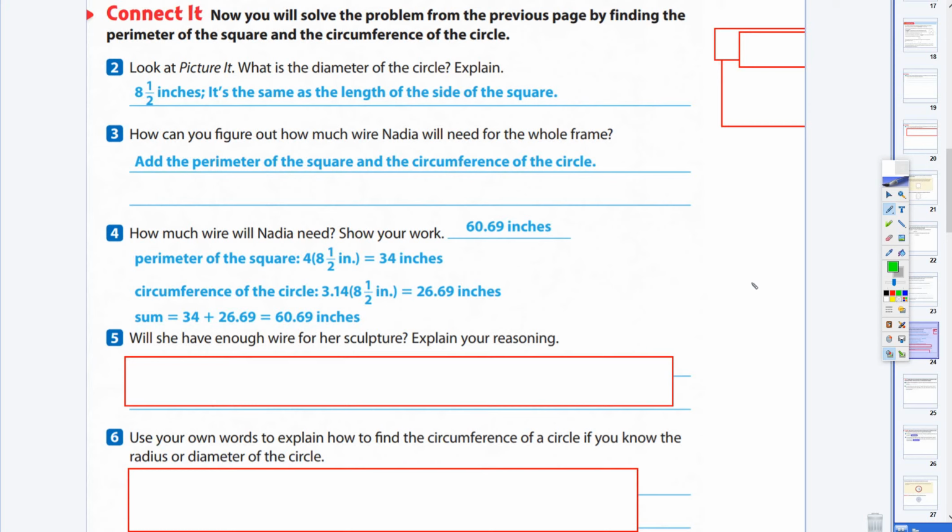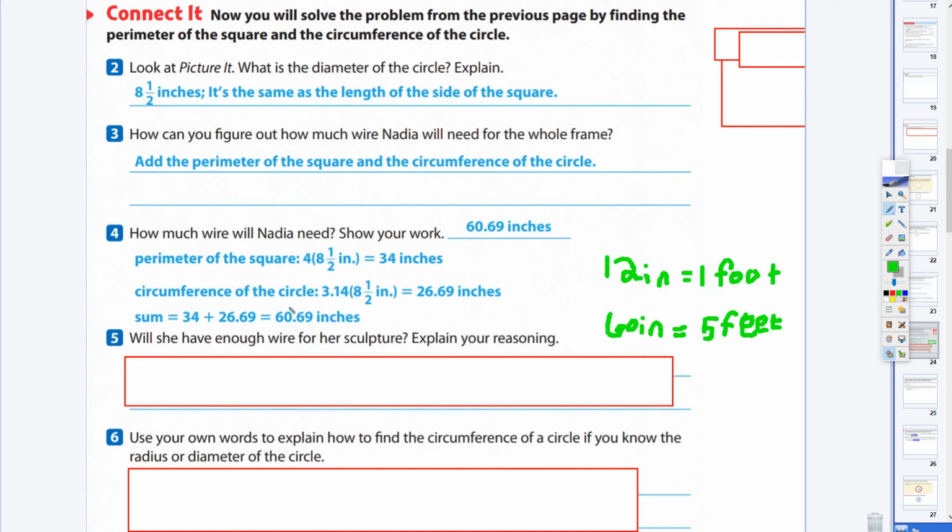Since there are 12 inches for 1 foot, okay, 5 feet, sorry about that, would be how many inches? Well, it will be 60, right?